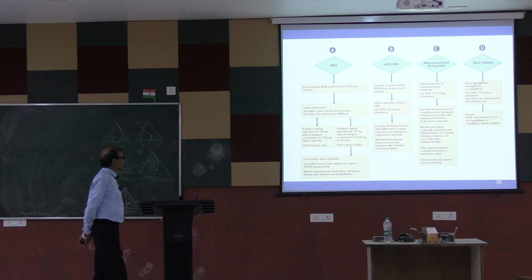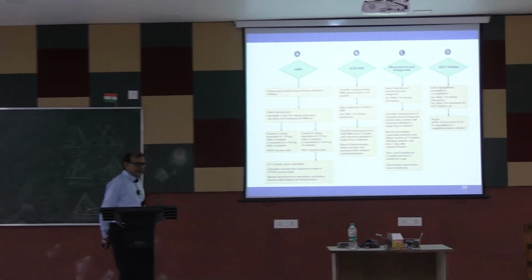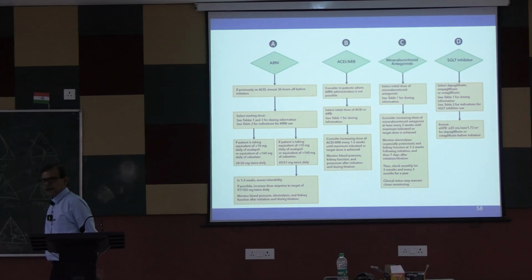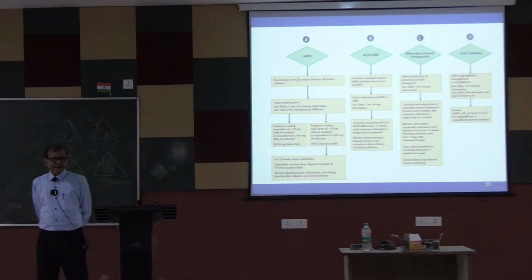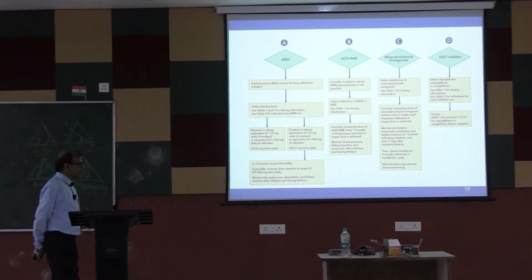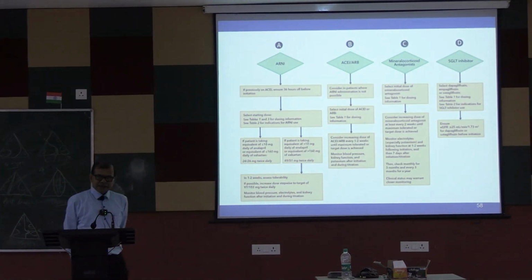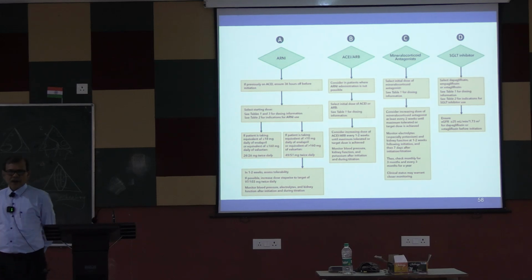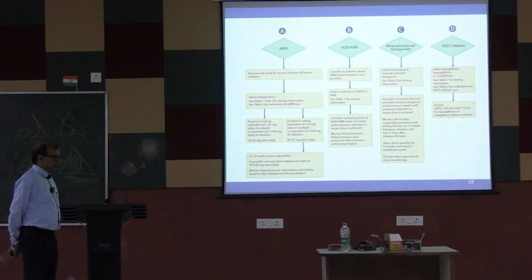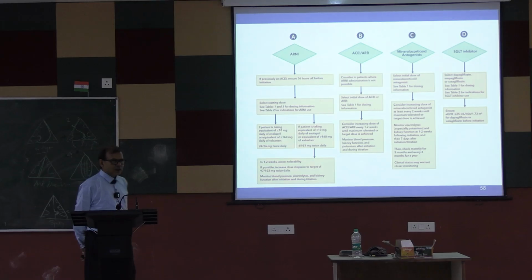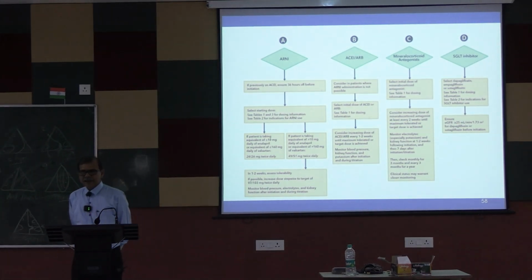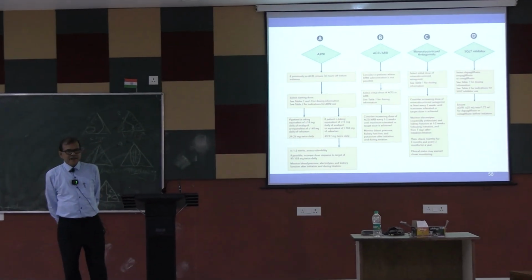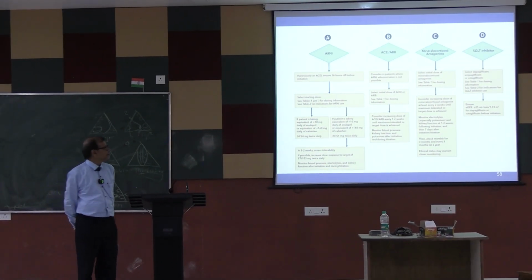Second is ACEI or ARB. In the case where ARNI is not feasible, we can use ACEI or ARB. The monitoring pattern is more or less the same, that means blood pressure, renal function, and serum potassium or other electrolytes. The sequence is the same, at 1 to 2 weeks initially, then at an interval of 2 weeks during continuation as well as titration of therapy.